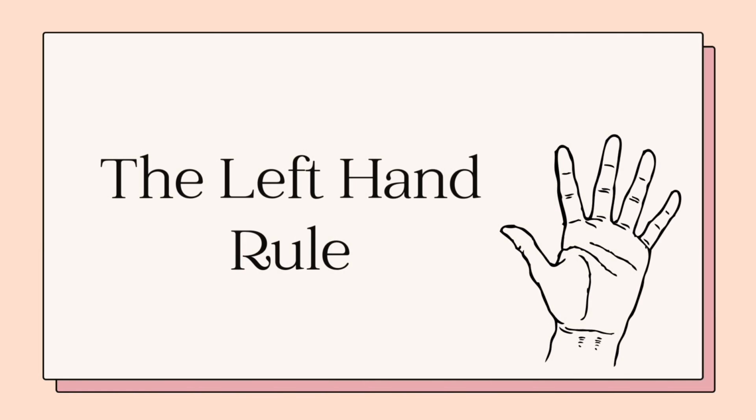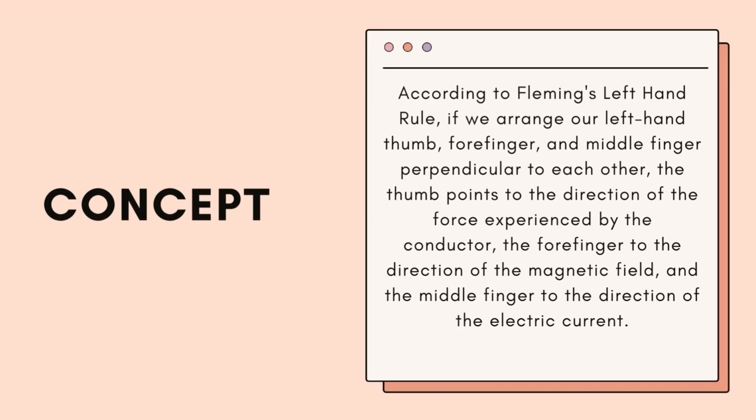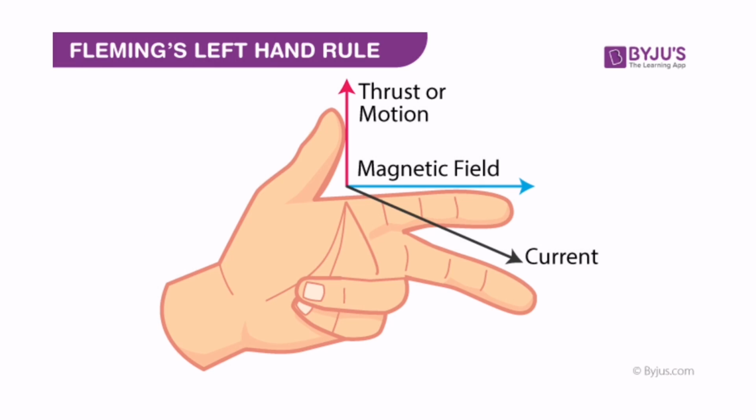The left-hand rule. According to Fleming's left-hand rule, if we arrange our left-hand thumb, forefinger, and middle finger perpendicular to each other, the thumb points to the direction of the force experienced by the conductor, the forefinger to the direction of the magnetic field, and the middle finger to the direction of the electric current. This slide shows how Fleming's left-hand rule is properly performed.